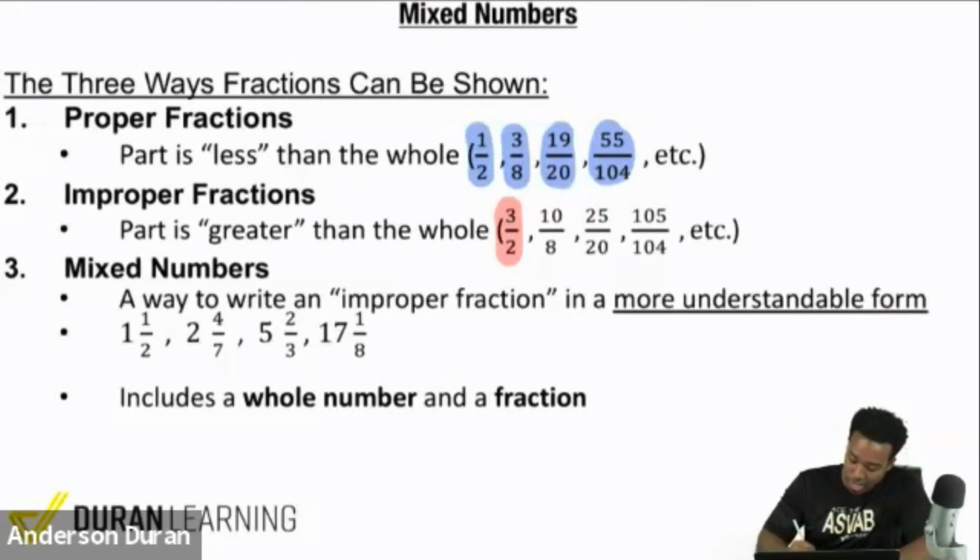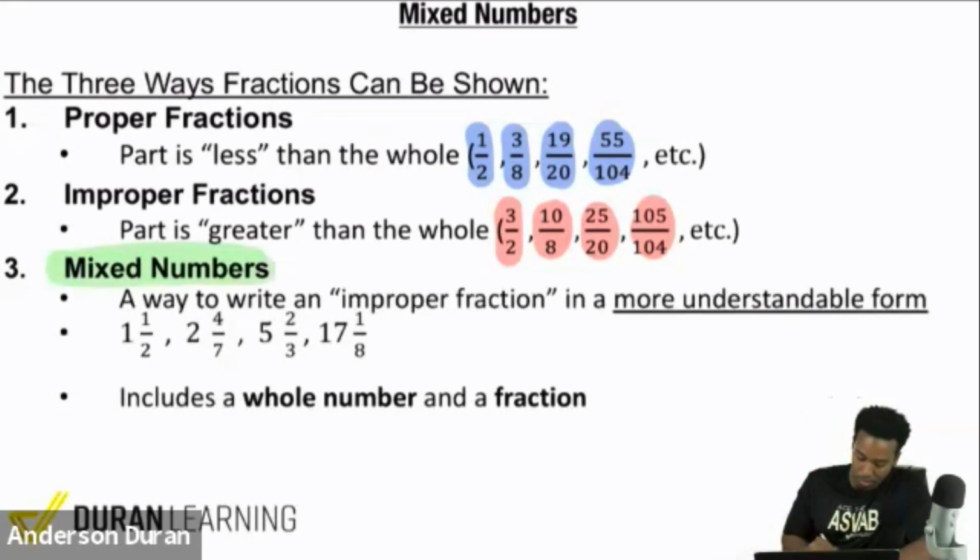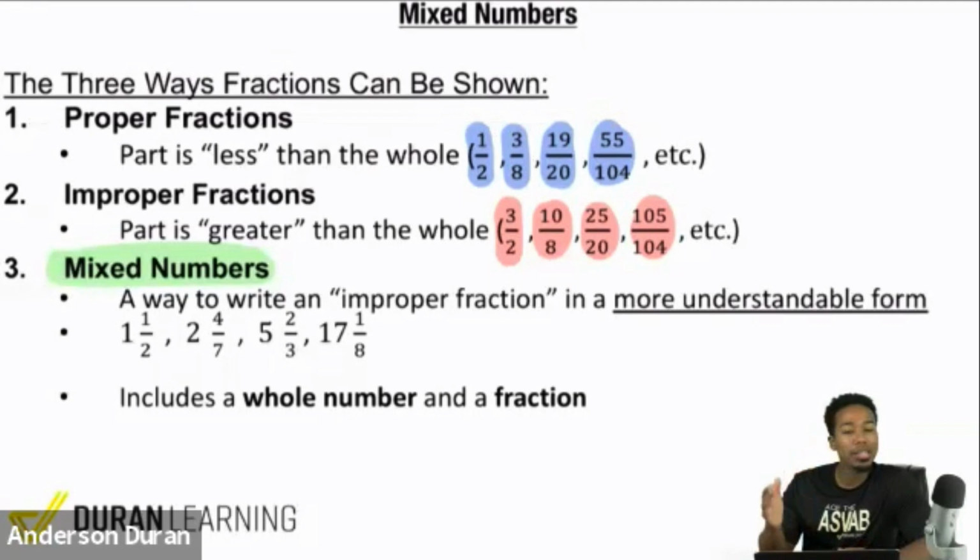Improper fractions, again, are where the top is larger than the bottom, or the numerator is bigger than the denominator, or a fraction that's more than one that should be written as a whole number and a fraction. And that's called a mixed number. A mixed number is just a way to write an improper fraction in a more understandable form. That's all it's meant to be. And so when we take a look at the 3/2, a better way to write it is just 1.5.